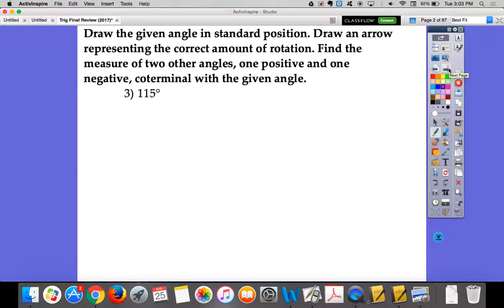Okay. Next one, draw the given angle in standard position. Draw an arrow representing the correct amount of rotation. Okay, so 115 degrees, that is over 90. So we're going to need to go somewhere around in here. The arrow is that rotation that they're talking about.